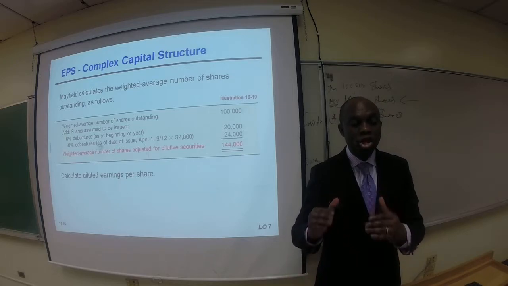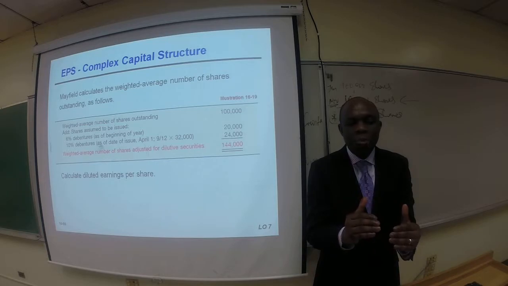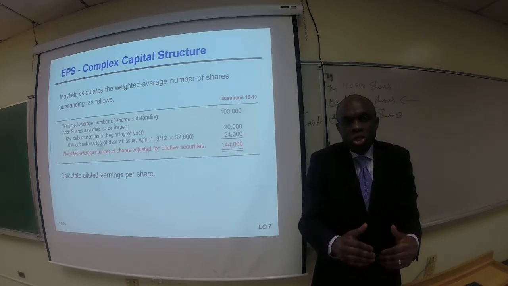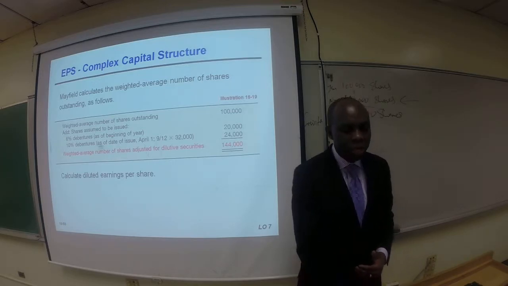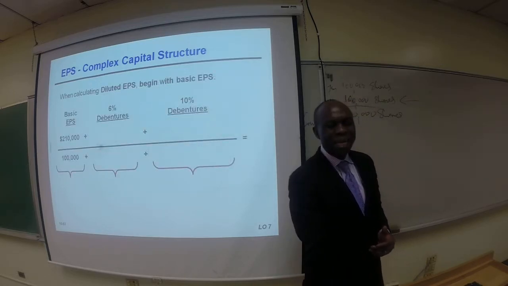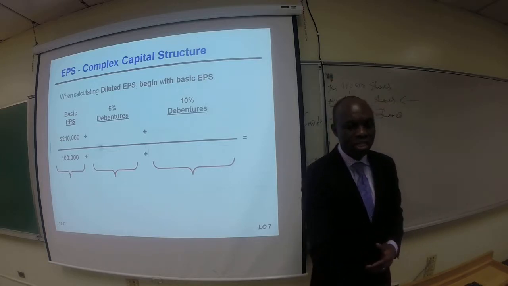So now we are trying to compute EPS in a complex capital structure. Why is it complex? Because we have dilutive securities, convertible securities that have the potential to dilute the EPS. So let's calculate the EPS here. The basic EPS, we already did that: 210 divided by 100 gives you $2.10.